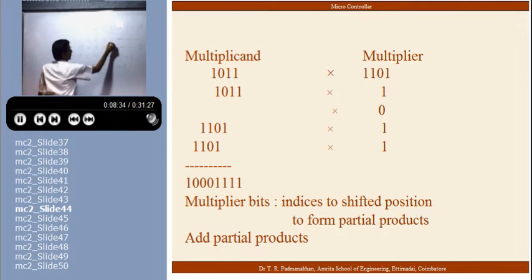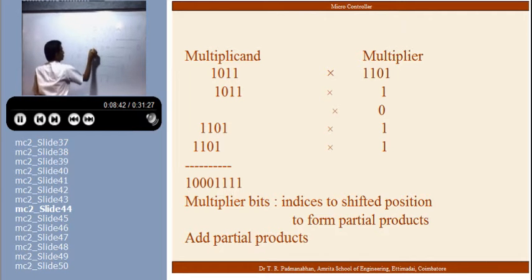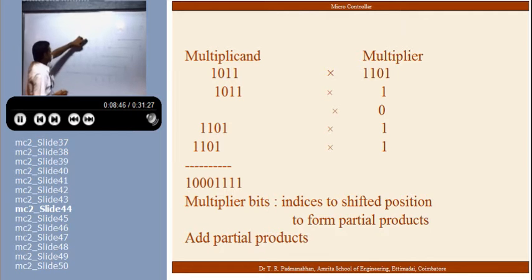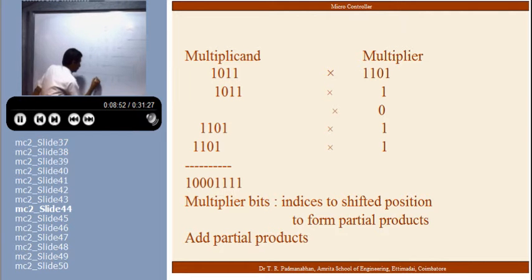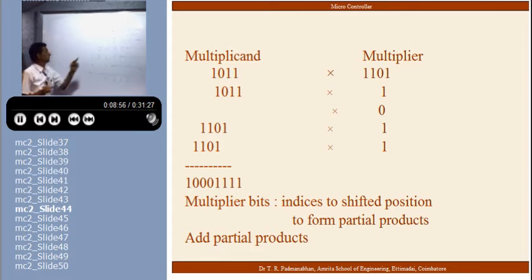Not add this one. This one will give me a 1 here. 1 plus 0 will give me a 1 here. No carry. 0, 0, 1 will give me a 1 here. No carry. 1 plus 1, it will give me 1, 0 plus 1, 1, 1. Is all right? 1 plus 1, 1 plus 1 gives me a 0 and a carry.